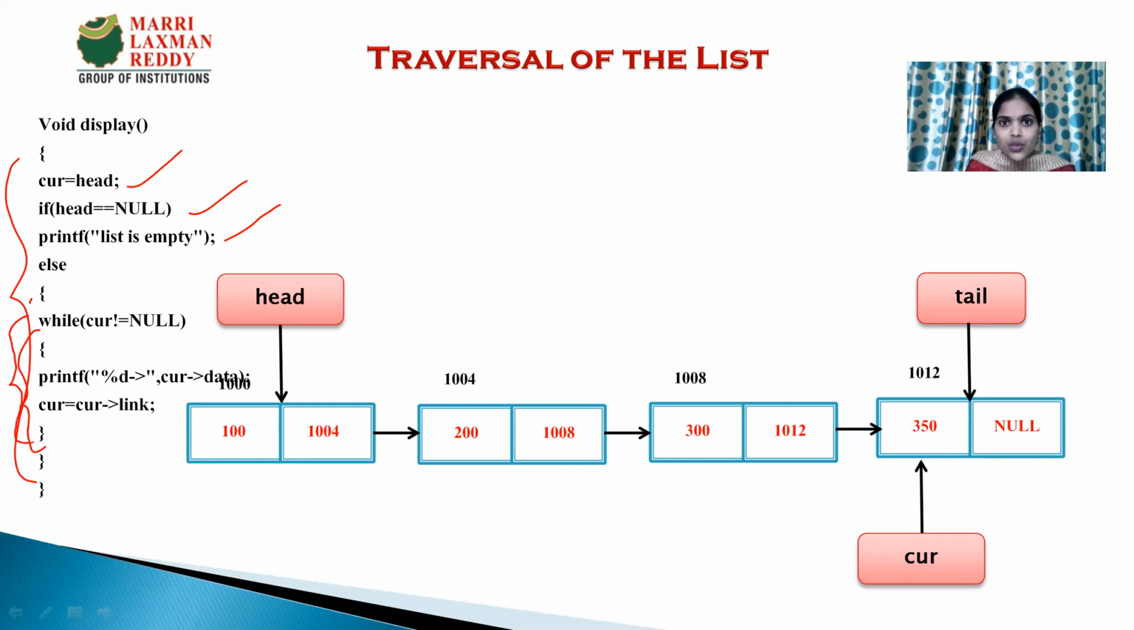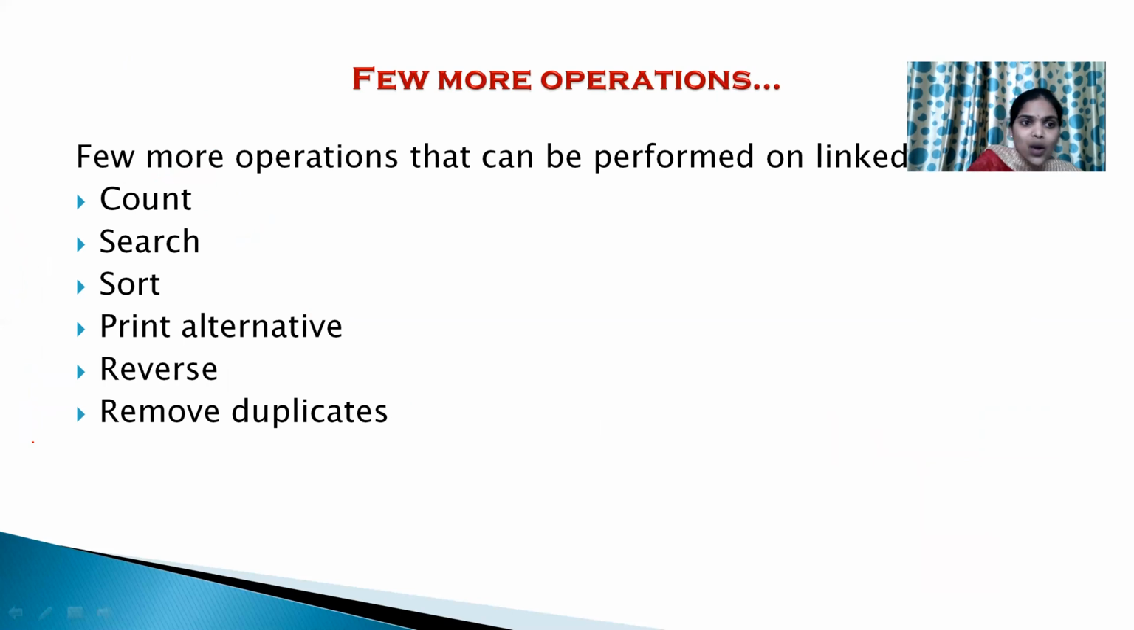With this session, we have completed all the operations of single linked list, that is different operations in insertion, different operations in deletion, and finally the traversal operation. Not only this, we have a few more operations which we can do on a single linked list. We can count the number of nodes present in the list, we can search a particular element in the list, we can sort the complete nodes. Sorting here stands for ascending or descending order arrangement, and printing the alternative nodes.